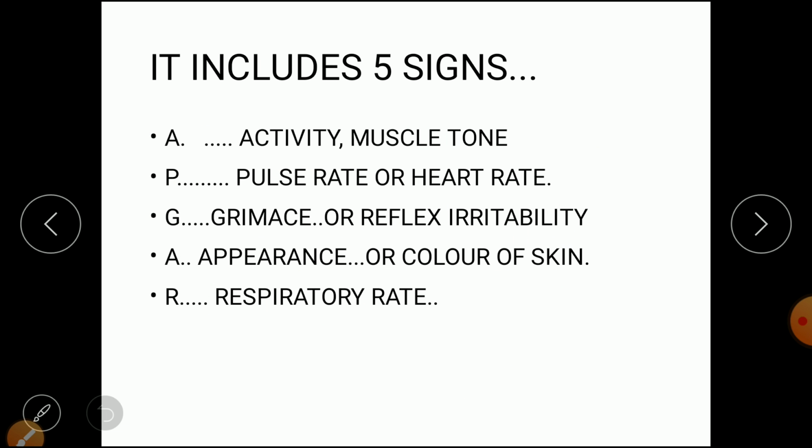Okay. It includes 5 signs. The mnemonic is APGAR, from Apgar. A for activity, that means muscle tone. P for pulse rate or heart rate. G for grimace or reflex irritability, that means some expressions. A for appearance or color of the skin, and R for respiratory rate.